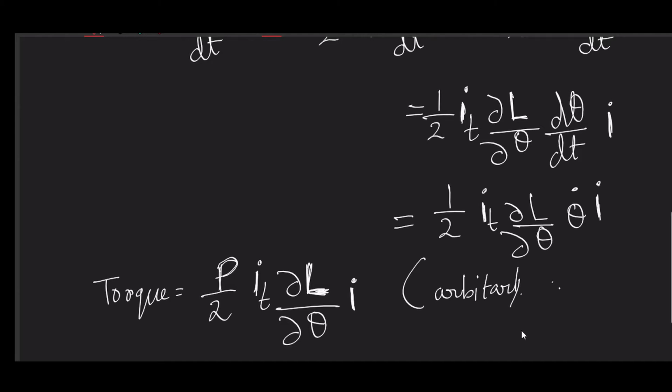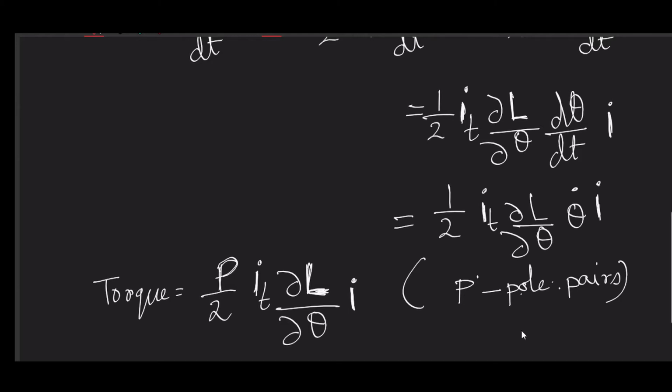Oh, I just forgot to mention that this one is not P poles, rather P pole pairs. So for two pole, it will be one pole pair. Then we can match this equation.